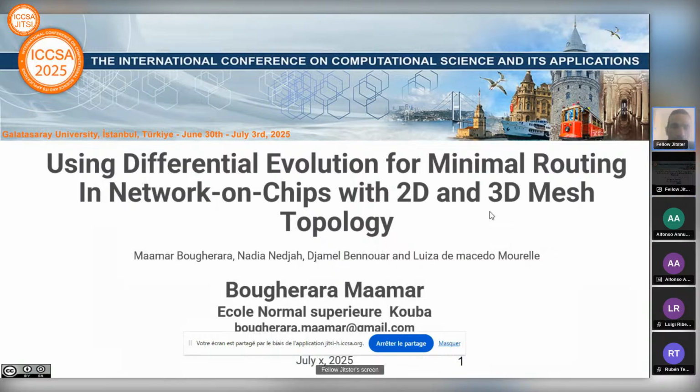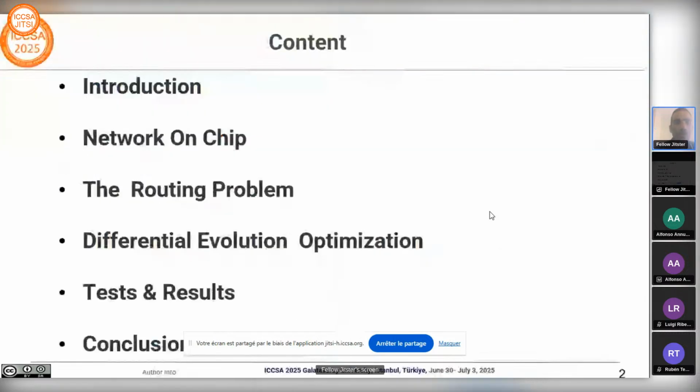Hello, everybody. My name is Boughara Muammar. I am from Algeria, and I will present you my work with the title Using Differential Evolution for Minimal Routing in Network on Chip with 2D and 3D Mesh Topology. We start with the content: introduction, network on chip, the routing problem, differential evolution optimization, and test and result, and we finish with conclusion.